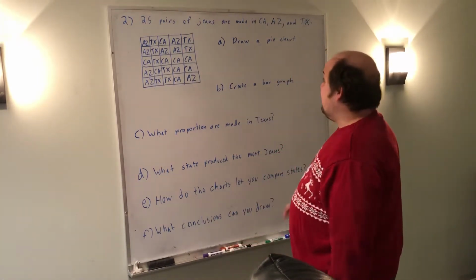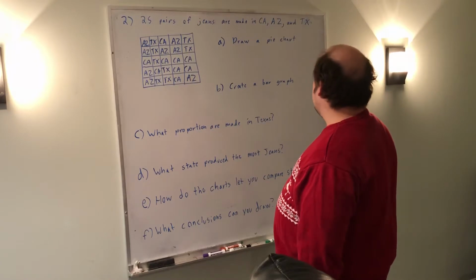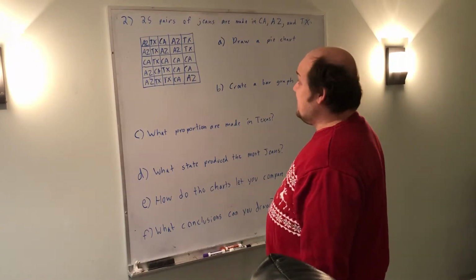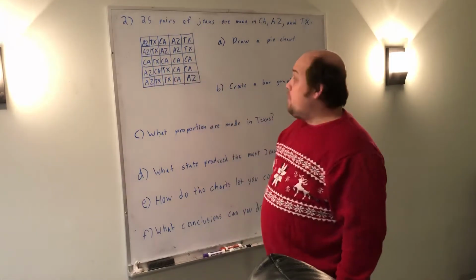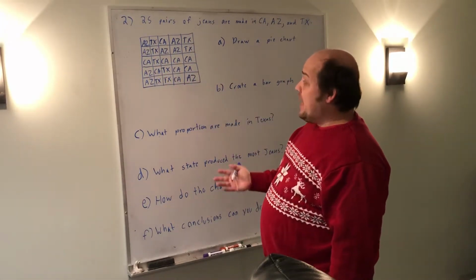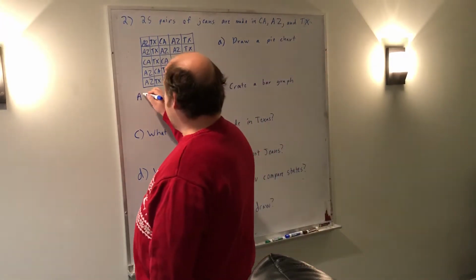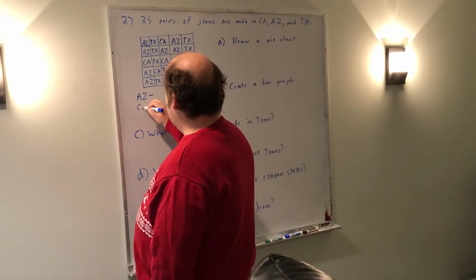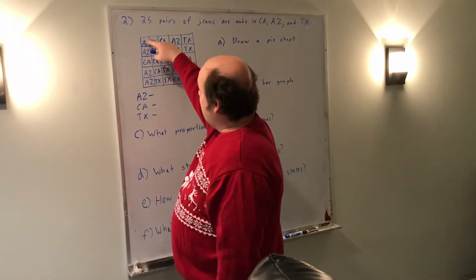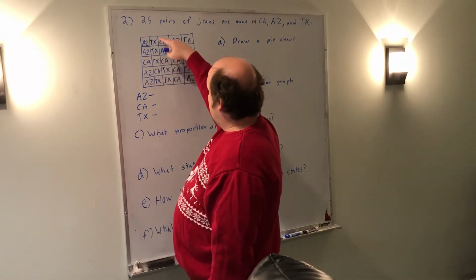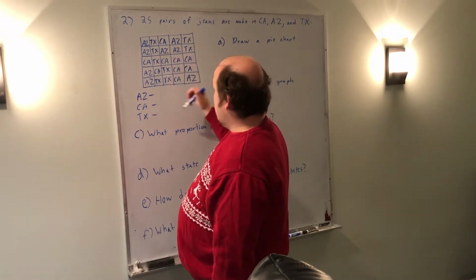So here, they've given me where 25 pairs of jeans are produced in California, Arizona, and Texas at the different plants of the company. They've given it to me in this array, where basically what I need to do is go through and count how many fit into each. So I'm going to start by counting up how many were in Arizona, then California, then Texas. When I count Arizona, I get 1, 2, 3, 4, 5, 6, 7, 8.